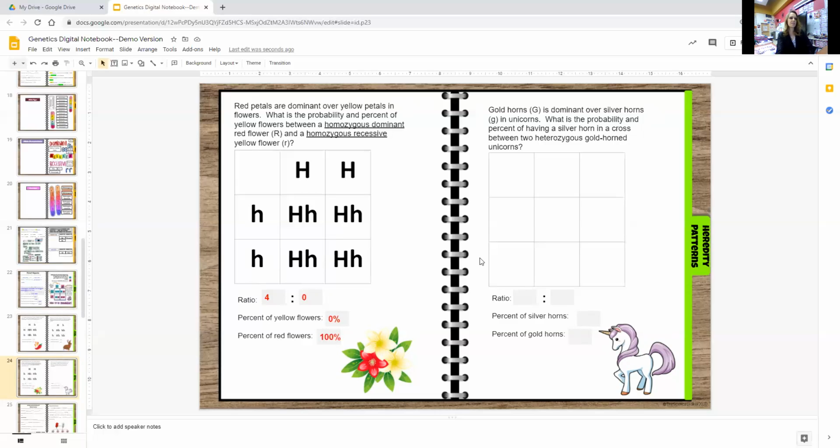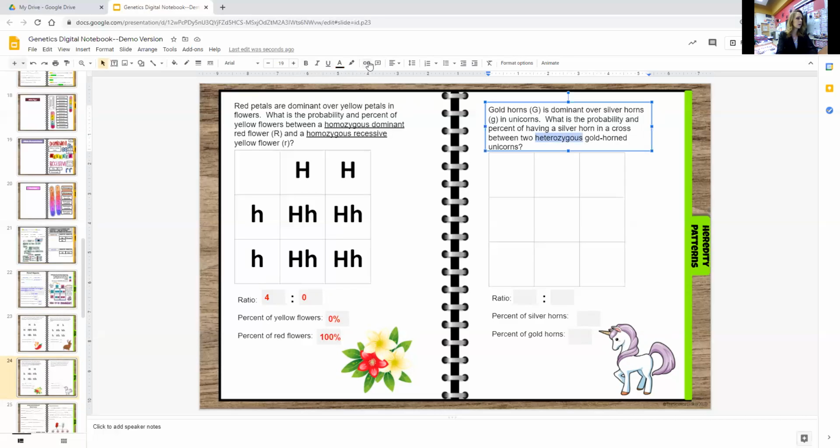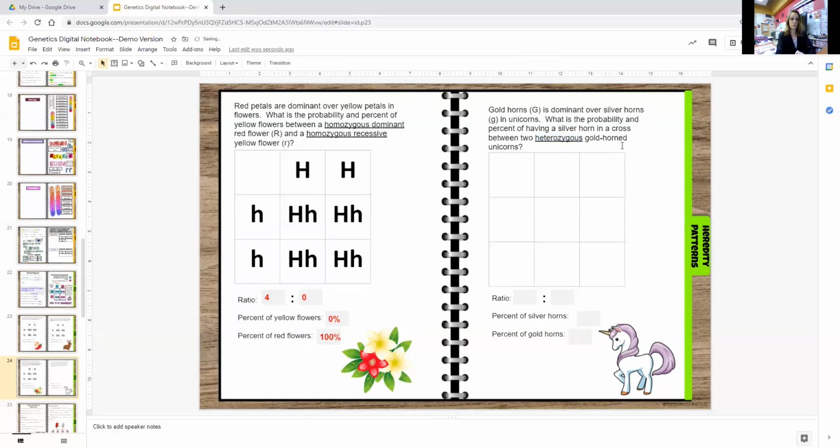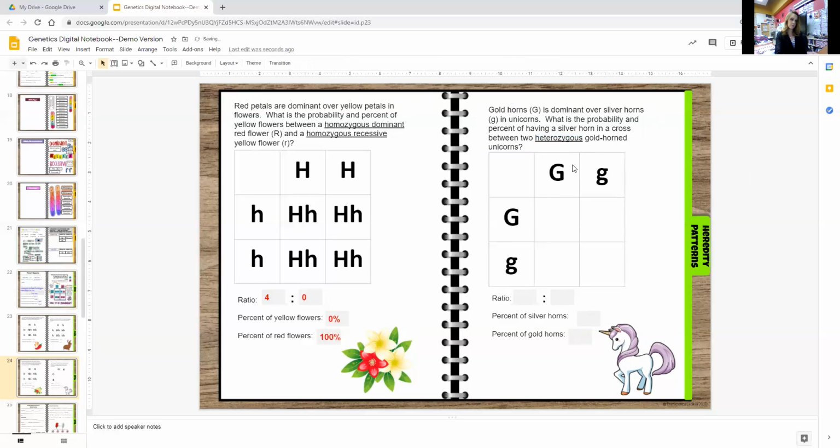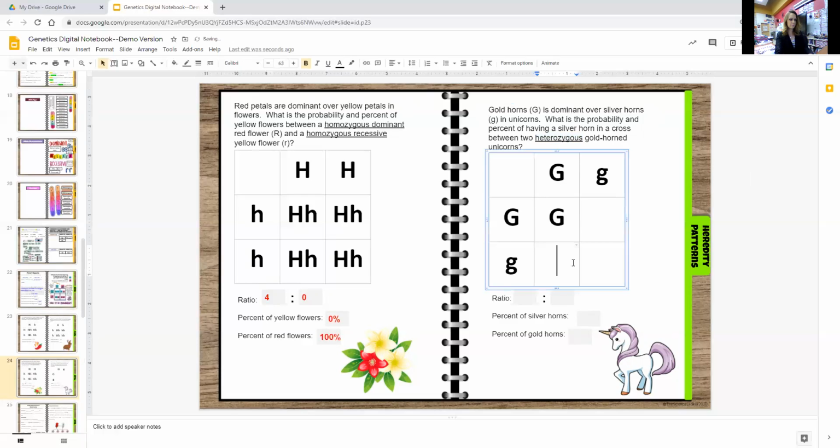All right, last practice one in your notes today. Gold horns, denoted by a capital G, is dominant over silver horns, lowercase g, in unicorns. What is the probability and percent of having a silver horn in a cross between 2 heterozygous gold-horned unicorns? So heterozygous, again, means you have 1 dominant and 1 recessive allele. So they both get 1 dominant, 1 recessive. All right. So I'm going to bring my G's down. I'm going to bring my G's across.